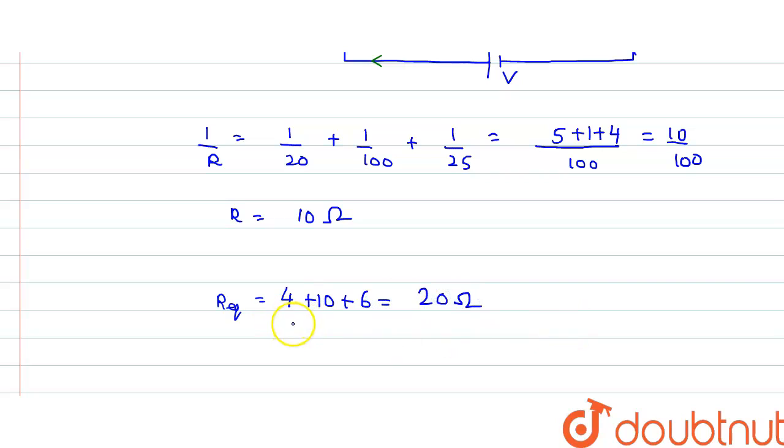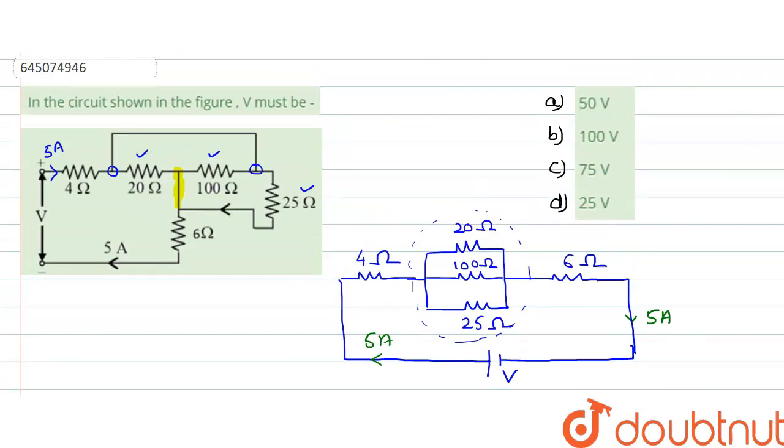Now if this is the equivalent resistance, and we know the total current, V would be equal to I into R by Ohm's law. What is the current from the battery? It is 5. What is the R equivalent? It is 20. So the answer would be 100 volts. So 100 volts is the correct answer. Which is the correct option? B is our correct option.